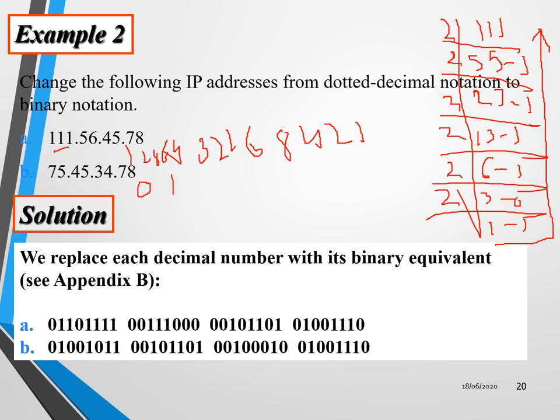I turn 64 on. Now what you will do, you will subtract 64 from 111. Now we have 47. For 47, we also turned on the 1 for 32. Now we will subtract 32 from 47. Now we have 15 remaining as the remainder.